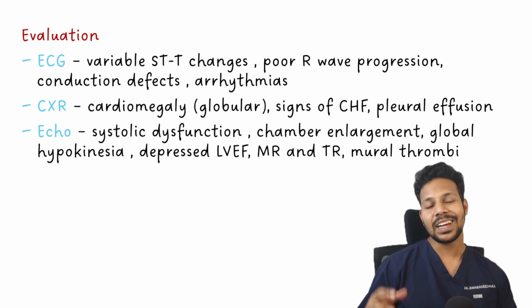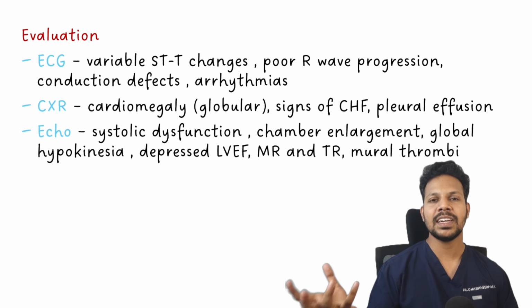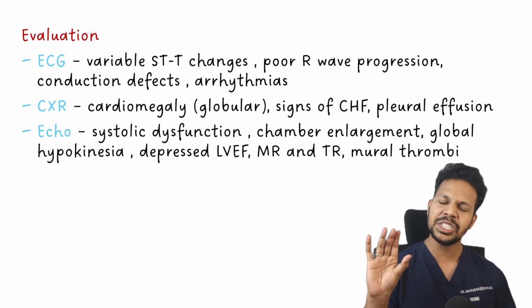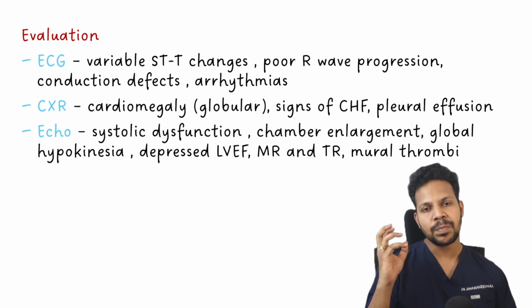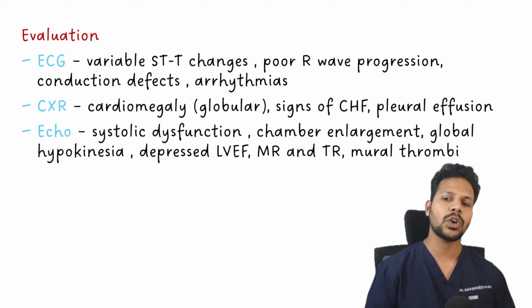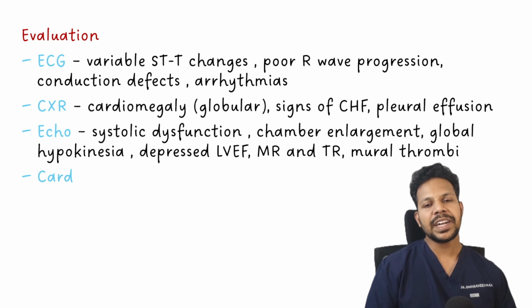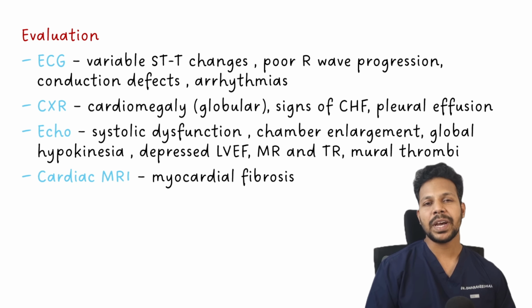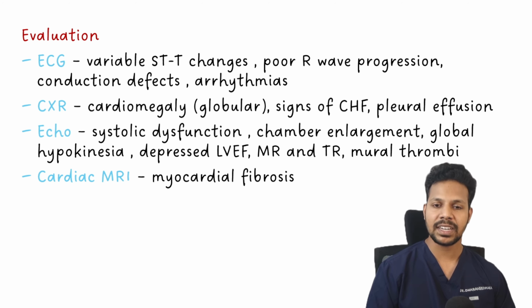And because of this enlargement of the left ventricle as well as the right ventricle, and because of reduced pumping action, there is a possibility of stasis in the ventricular cavities, and eventually the patient will develop mural thrombi. And the cardiac MRI will assess the presence of myocardial fibrosis. It will assess the myocardial viability and if there is any presence of myocardial scar.